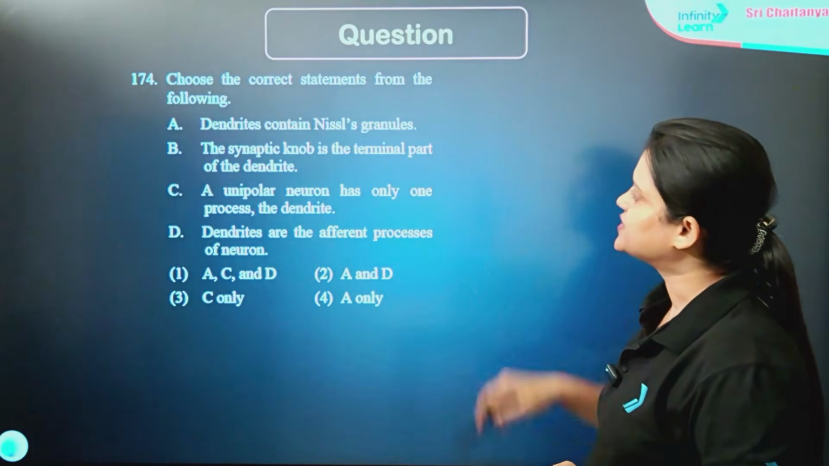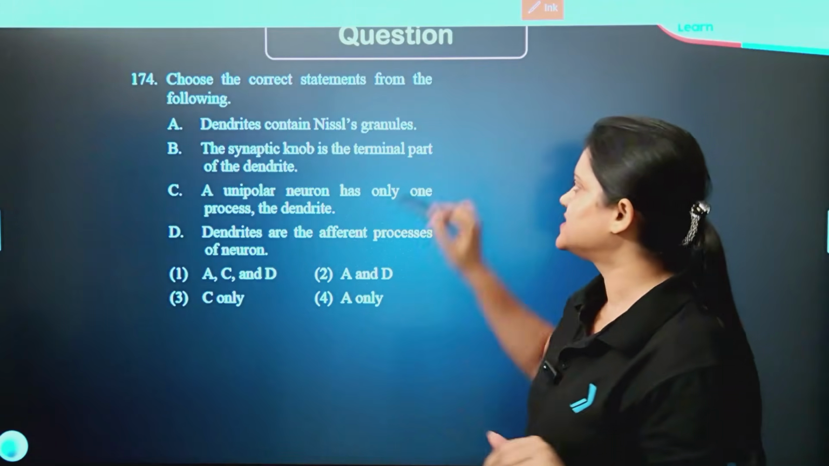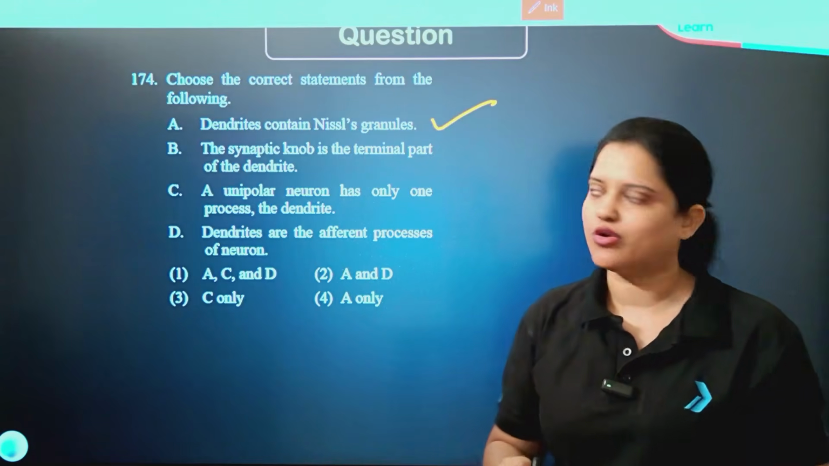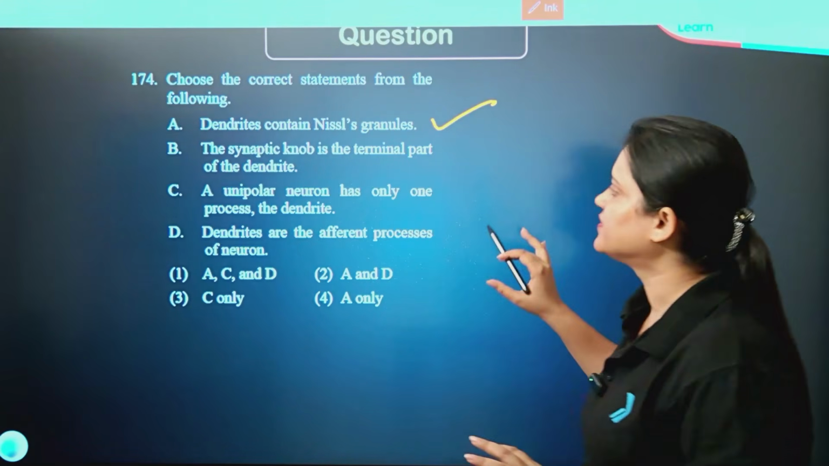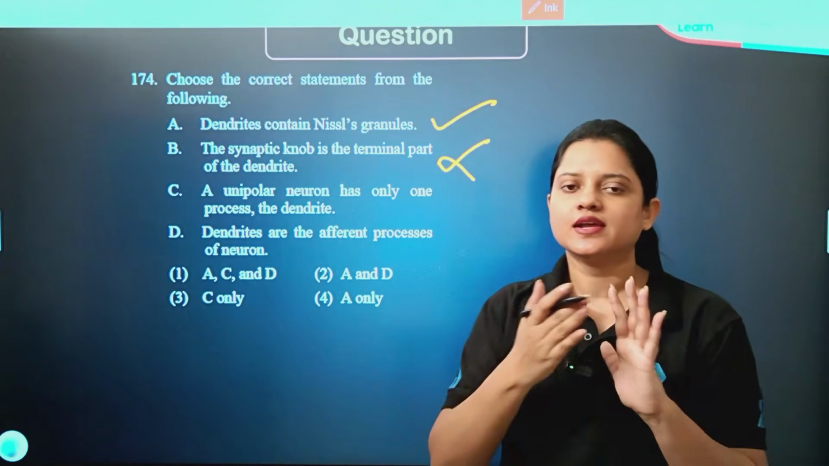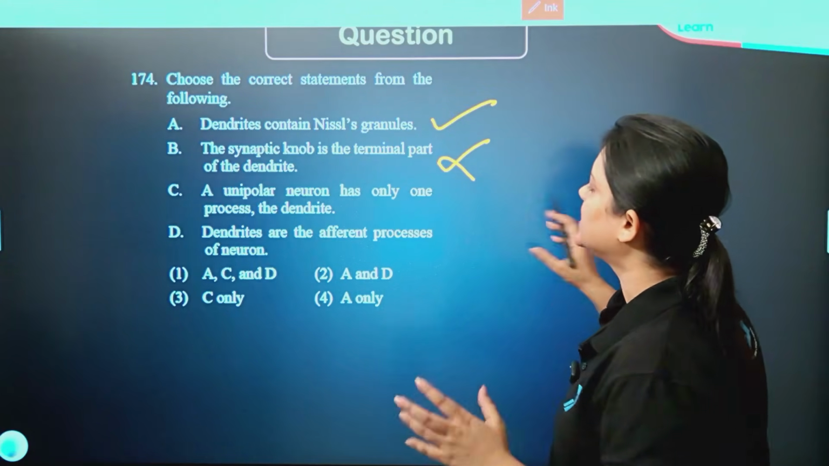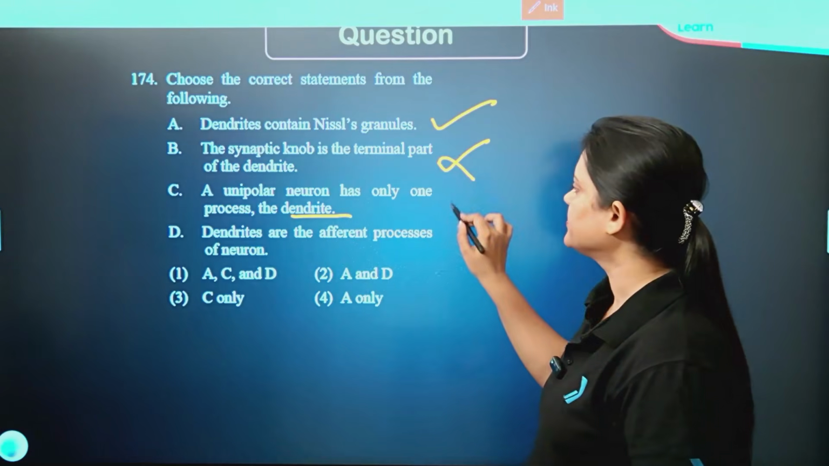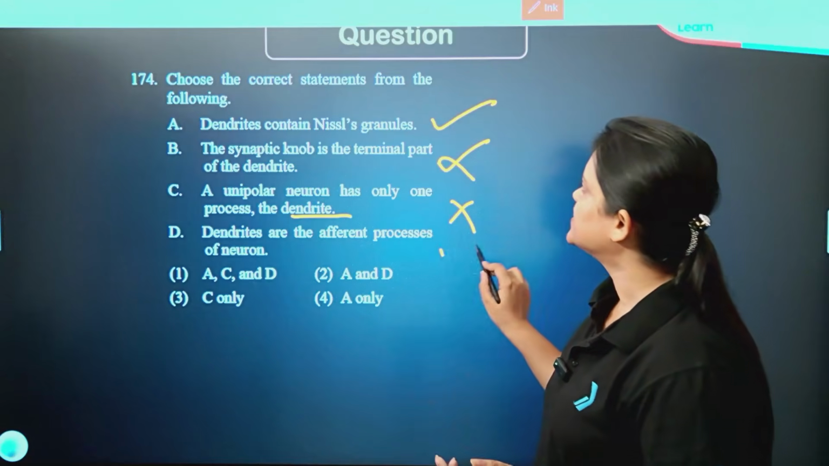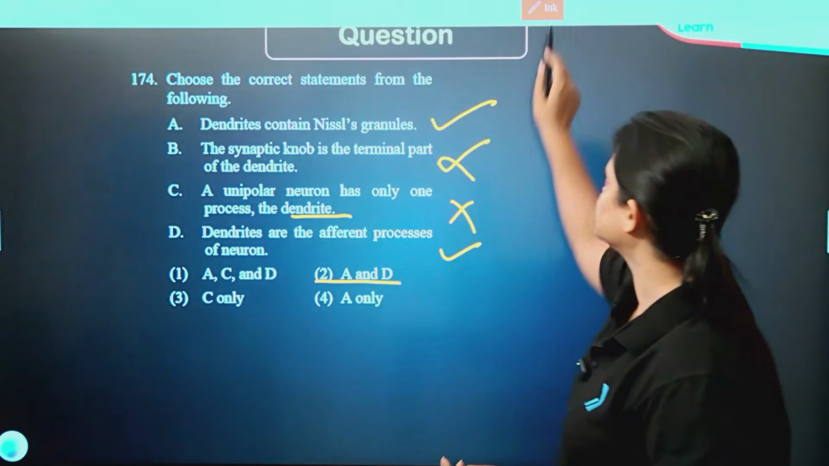Okay. Next question. Choose the correct statement from the following. Dendrite contain Nissl's granules? Yes. So Nissl's granules are there in dendrites and cell body, not in axon hillock or axon. Now the synaptic knob is the terminal part of the dendrite. That is false, because synaptic knobs are the end part of axon, right, and not the dendrites. A unipolar neuron has only one process, the dendrite? That will be the axon. Dendrites are the afferent processes of the neuron. Yes, that is true. So we want here the correct statements. A and D will be the correct one. Answer should be 2.